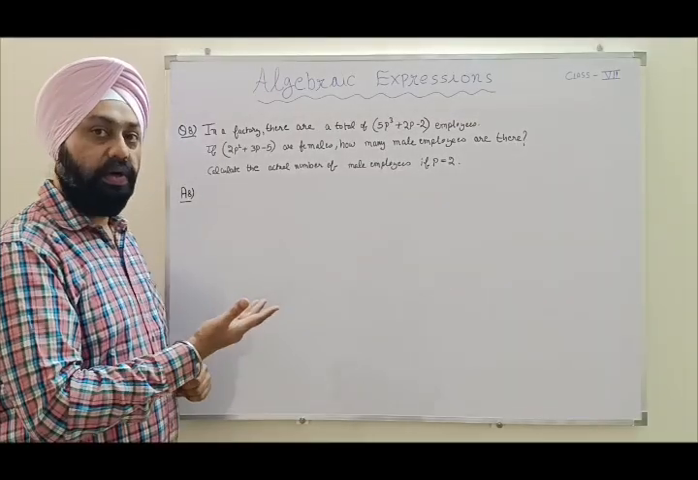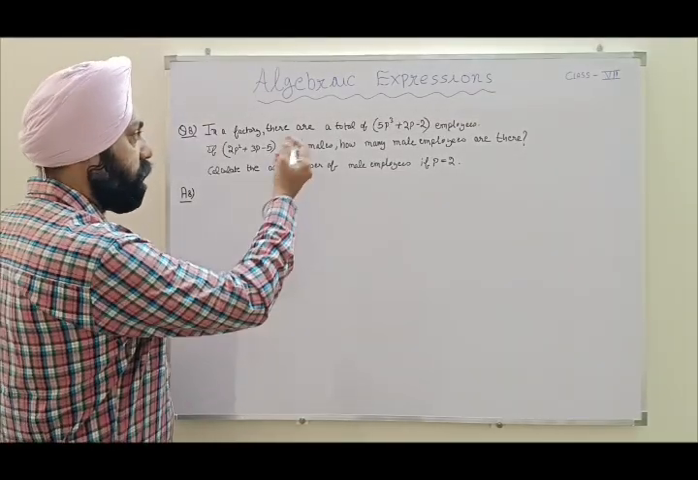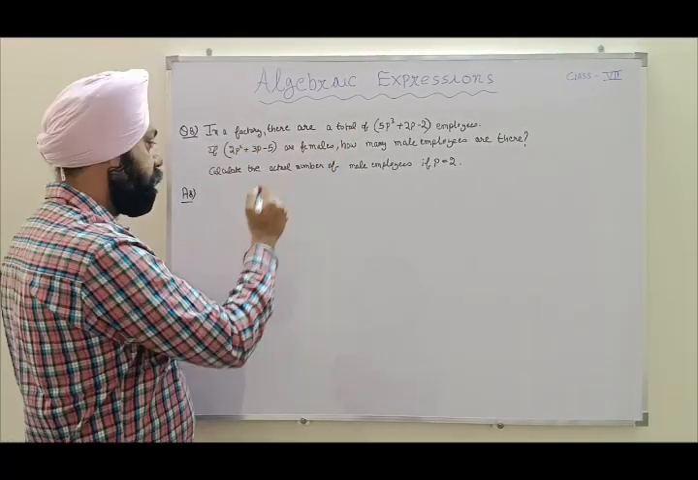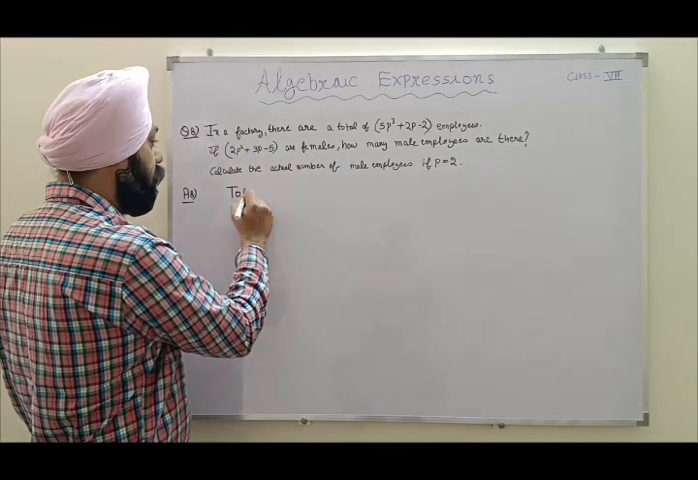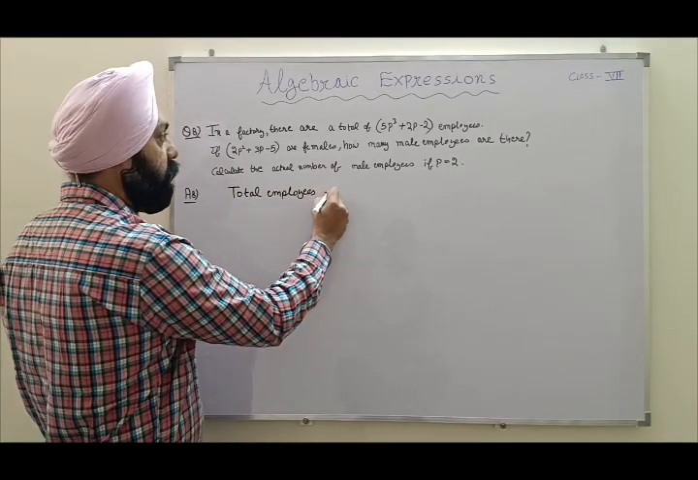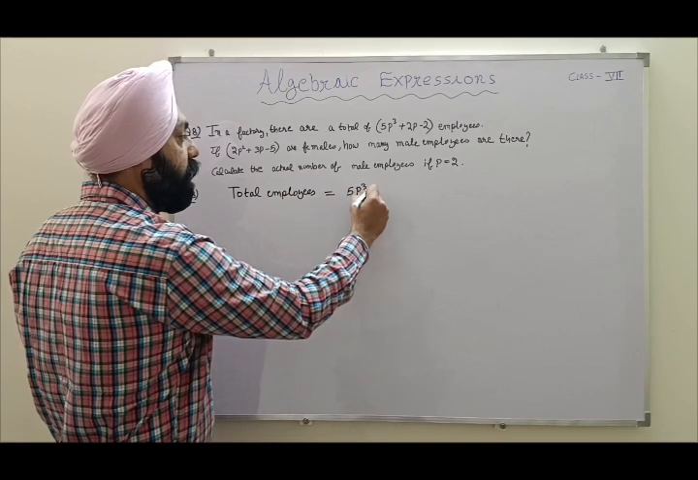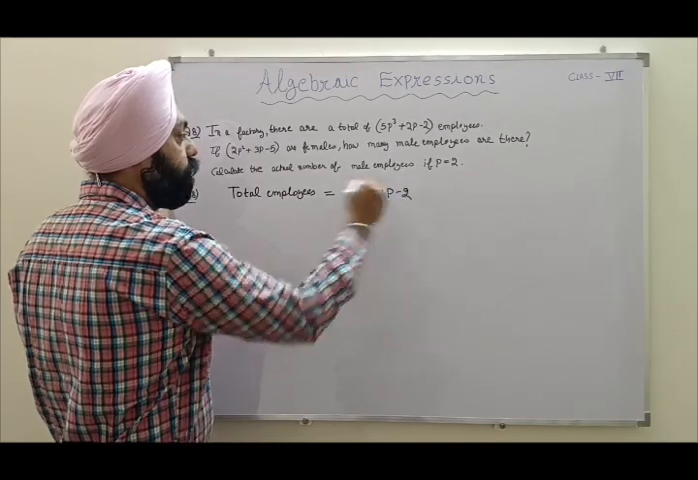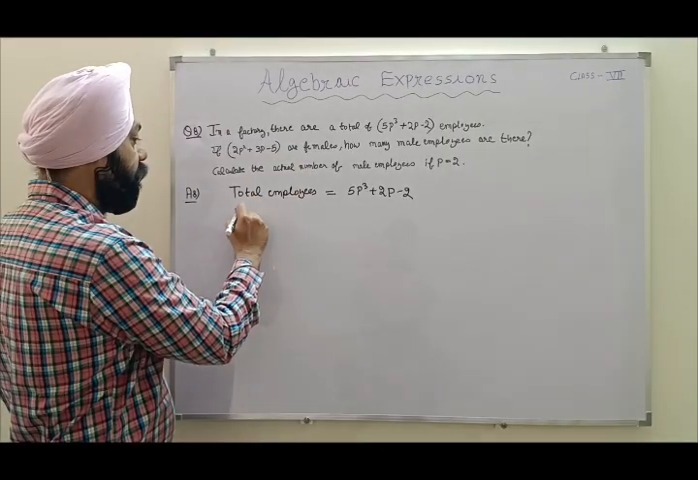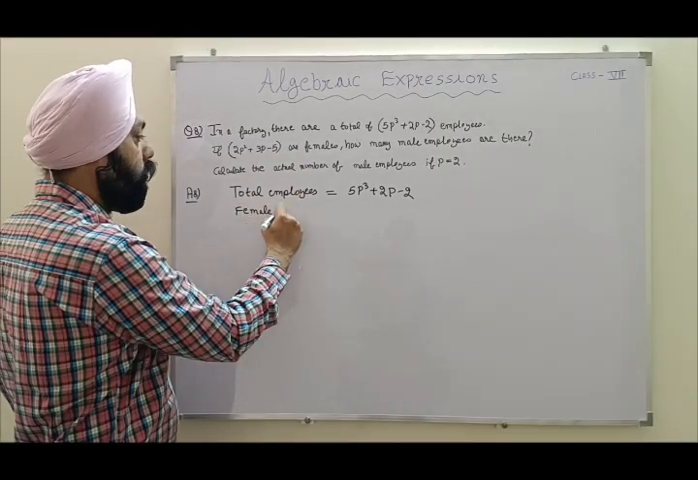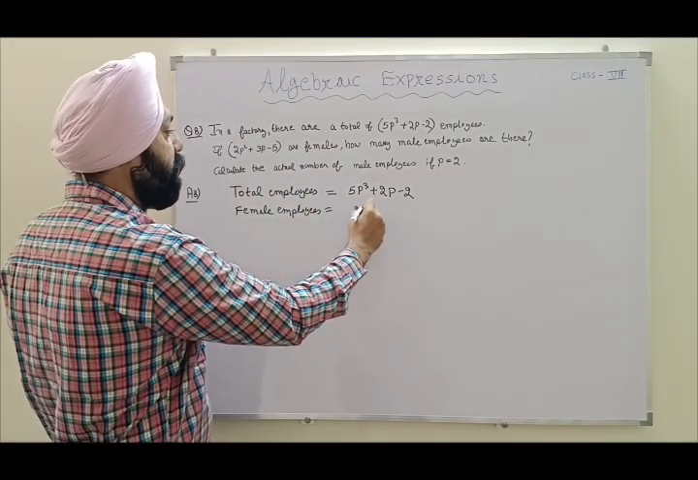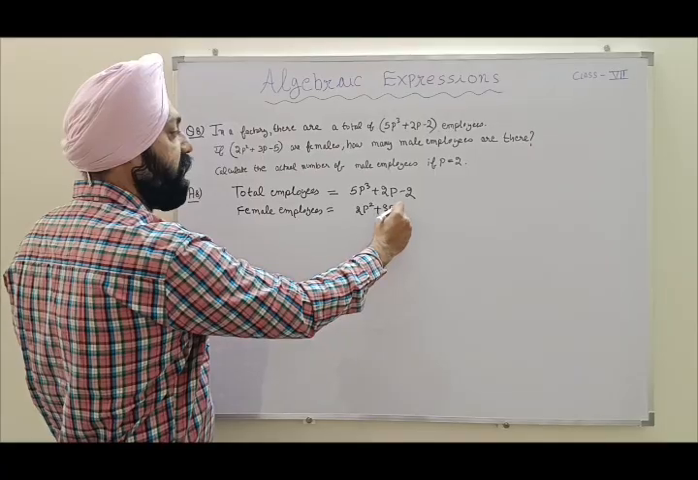Because it is a word problem, we will write the statements also. Total employees are this much. So what will be the first statement? Total employees is equal to 5pq plus 2p minus 2. And these many are the female. So we have female employees is equal to 2p square plus 3p minus 5.